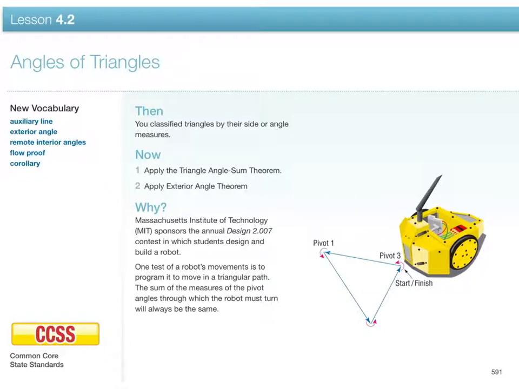Okay, angles of triangles. New vocabulary. Well, really the only one that you were interested in this time is auxiliary line. Now an auxiliary line is any line that you put in that is parallel with one side of the triangle that you're working on. Okay, auxiliary line. We'll come up to exterior and remote interior angles in a few minutes.